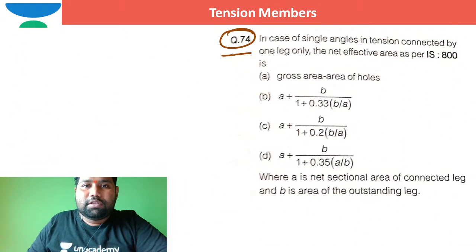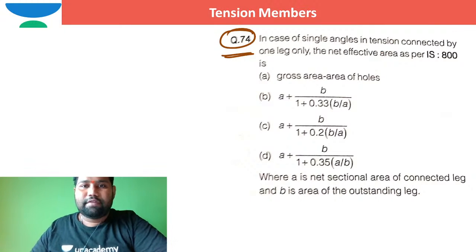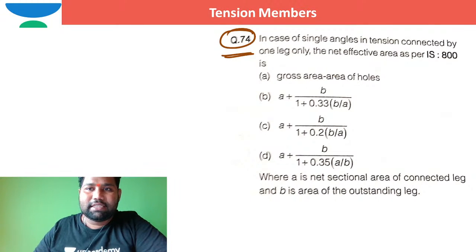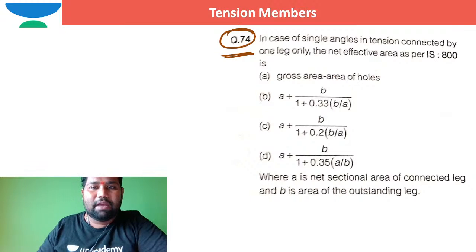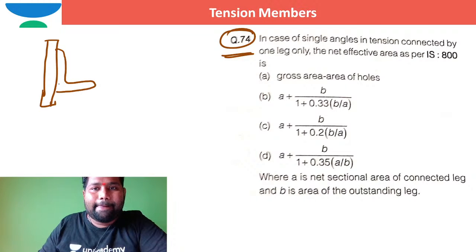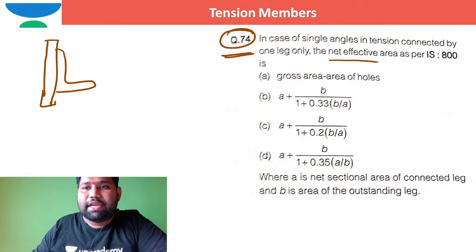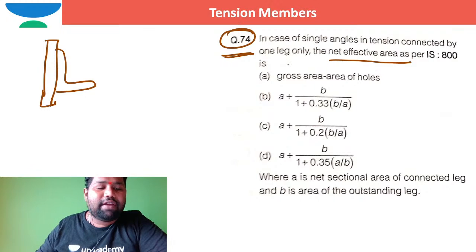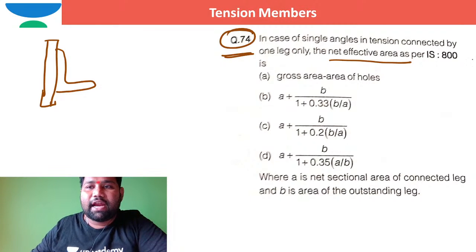I hope you are able to see this next question. In case of single angles in tension, when a single angle is connected by one leg, I hope you can see that a single angle is connected to this gusset plate. What is the net effective area as per IS 800?